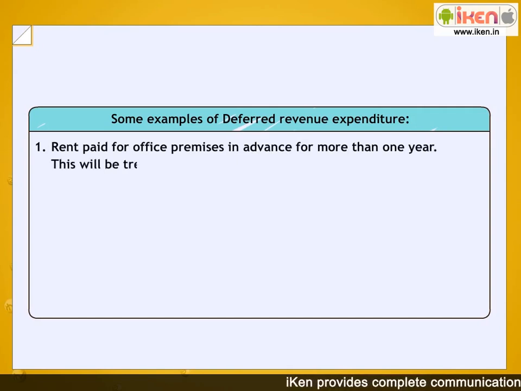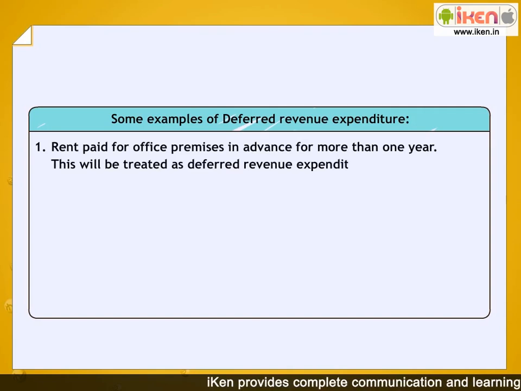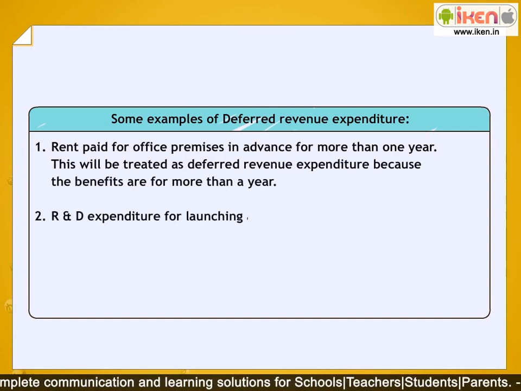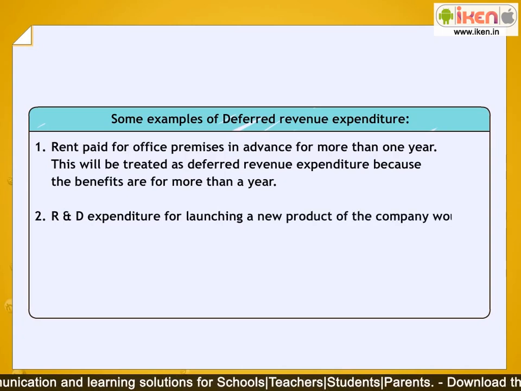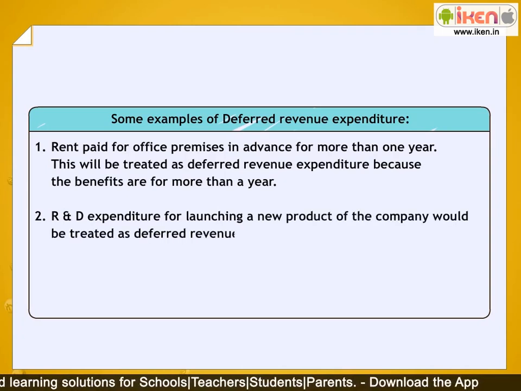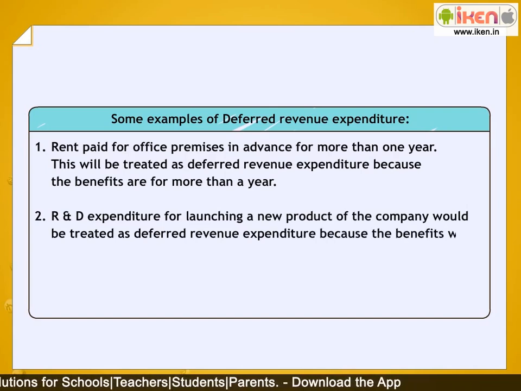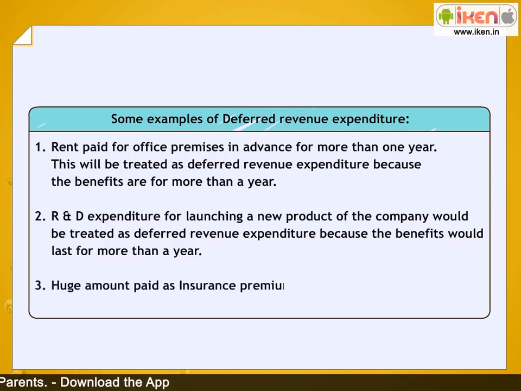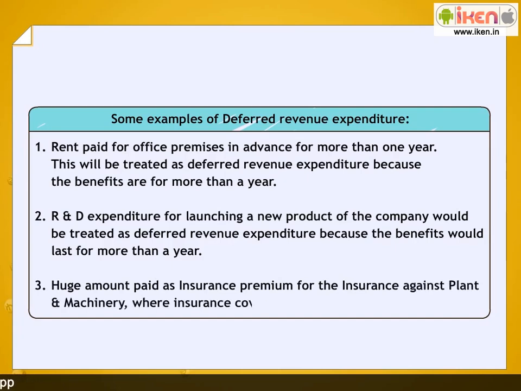This will be treated as deferred revenue expenditure because the benefits are for more than a year. 2. R&D expenditure for launching a new product of the company would be treated as deferred revenue expenditure because the benefits would last for more than a year. 3. Huge amount paid as insurance premium for the insurance against plant and machinery, where insurance cover is for more than 1 year.